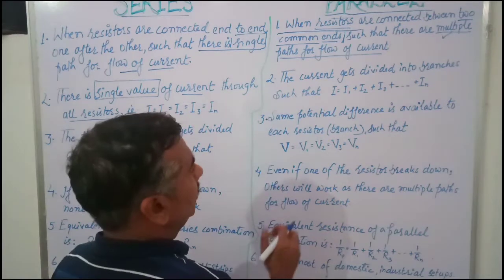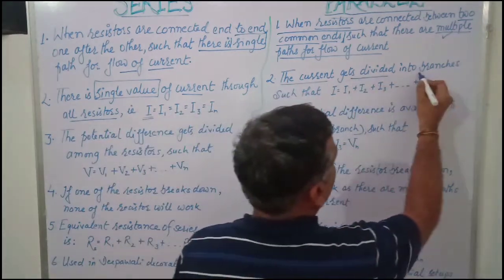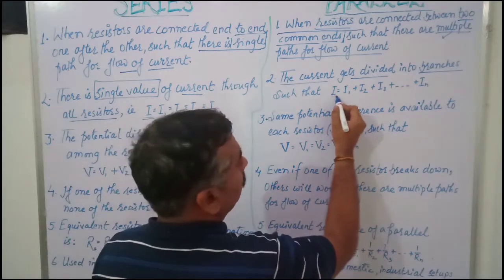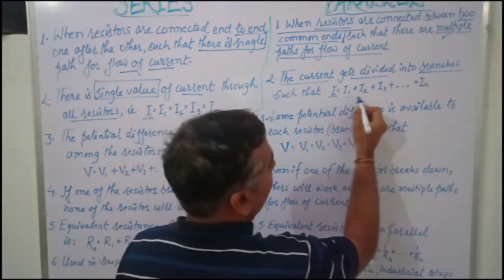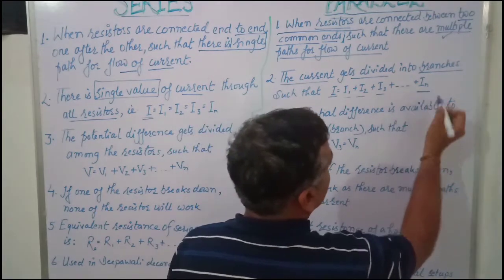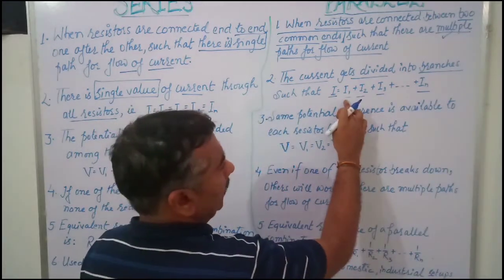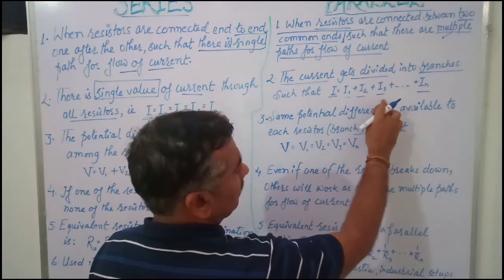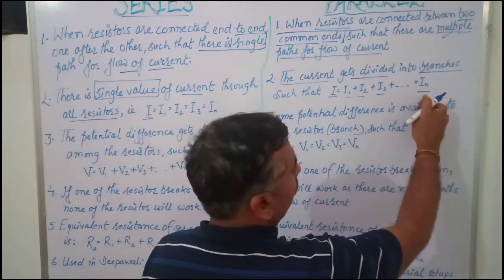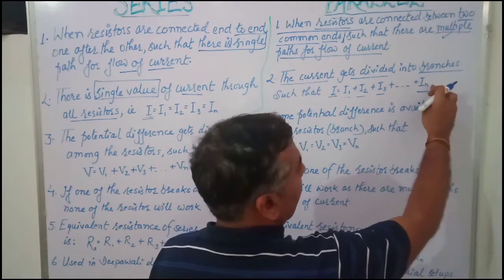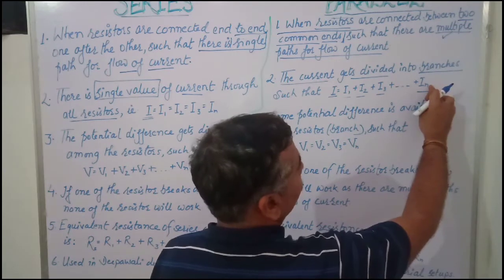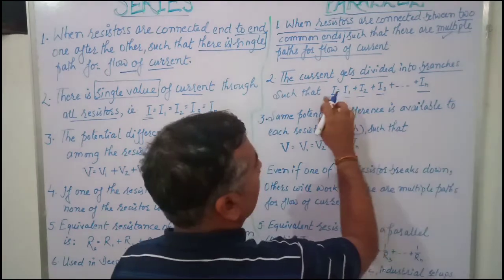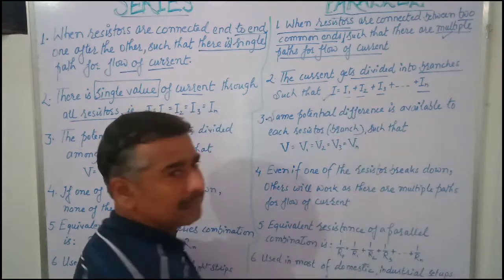Whereas in the parallel combination, the current gets divided into a number of branches, a number of paths, such that the total current I is the sum of the individual currents. That means the current through branch 1 or resistor 1 is I1, the current through resistor 2 is I2, the current through resistor 3 is I3. If there are n number of branches or resistors, the current through the nth resistor or branch is In. So if we sum up all the currents in the branches, it will come to the total amount of current, that is I.